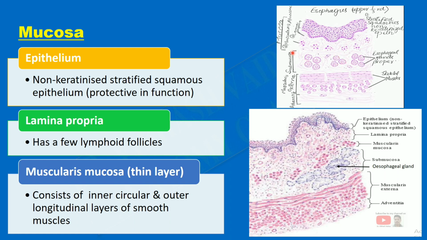Here you can see this is a submucosal layer on both the diagrams. Here we have a submucosal layer and this is the mucosa, and here we can see this is a muscularis mucosa. Further, this muscularis mucosa consists of inner circular and outer longitudinal layers of smooth muscle. We can appreciate here it is made of an inner circular layer and outer longitudinal layer. This is the muscularis mucosa.